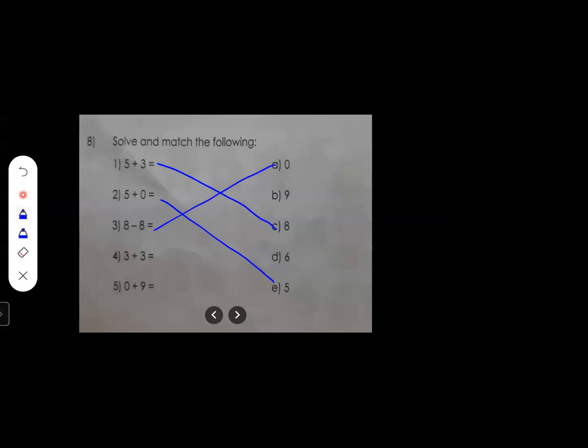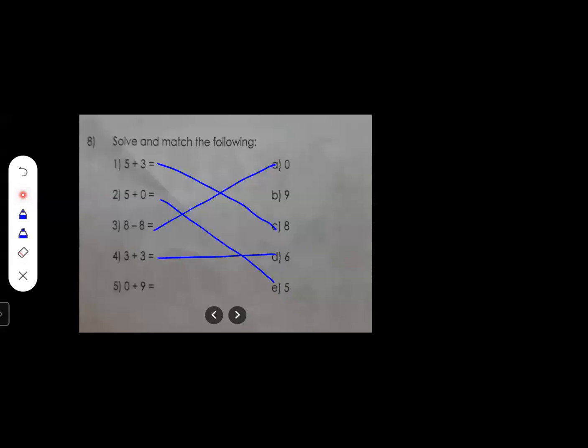Now 3 plus 3. What will be the answer, students? After 3, you are going to start counting 3 numbers. So start 4, 5, 6. So 3 plus 3, what is the answer? 6, right? So here we will write answer 6. 3 plus 3 is equal to 6.